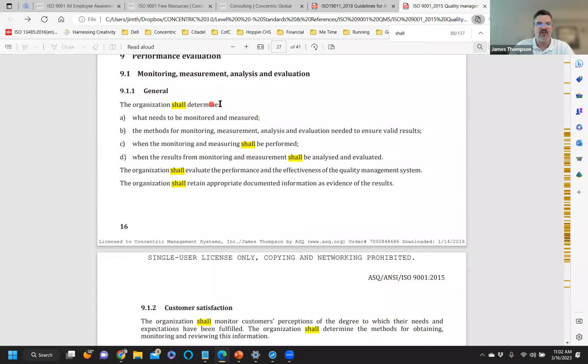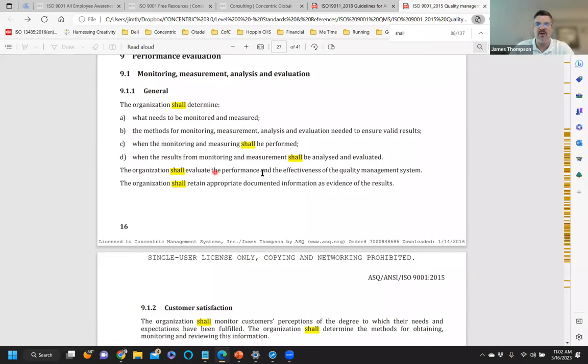The organization shall determine what needs to be monitored and measured, the methods of monitoring, measurement, analysis, and evaluation needed to ensure valid results, when the monitoring and measurement shall be performed, and when the results shall be analyzed and evaluated. So those are four components of really defining monitoring, measurement, analysis, and evaluation within your own organization. A lot of times the customer will tell you, this is what I want, or the industry standard will force a certain amount of checks in process, checks at the end, and so forth.